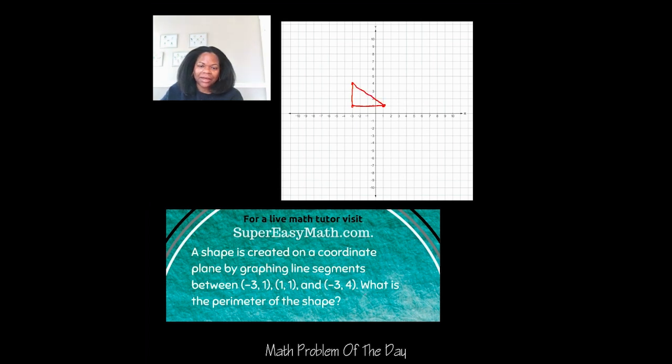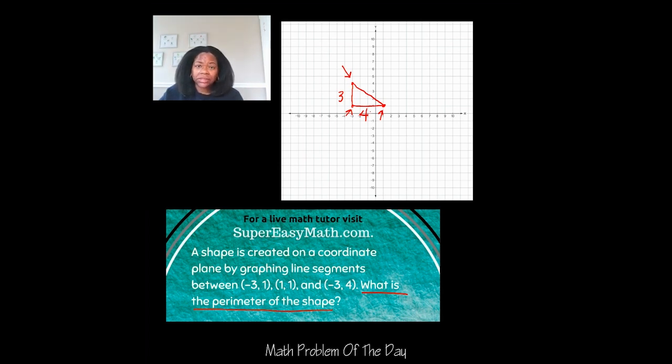Well, the question asks, what is the perimeter of this shape? So to calculate the perimeter, you would add up the length of all the sides. When you graph something on the coordinate plane, you can count the length as the interval amount. So from this point to this point, I would go over 1, 2, 3, 4 spaces. And then from this point to this point, I would go up 3 spaces. So I know the length for this vertical line is 3, and I know the length for this horizontal line is 4. Now, the length I don't know is the diagonal line, or the hypotenuse in this case.